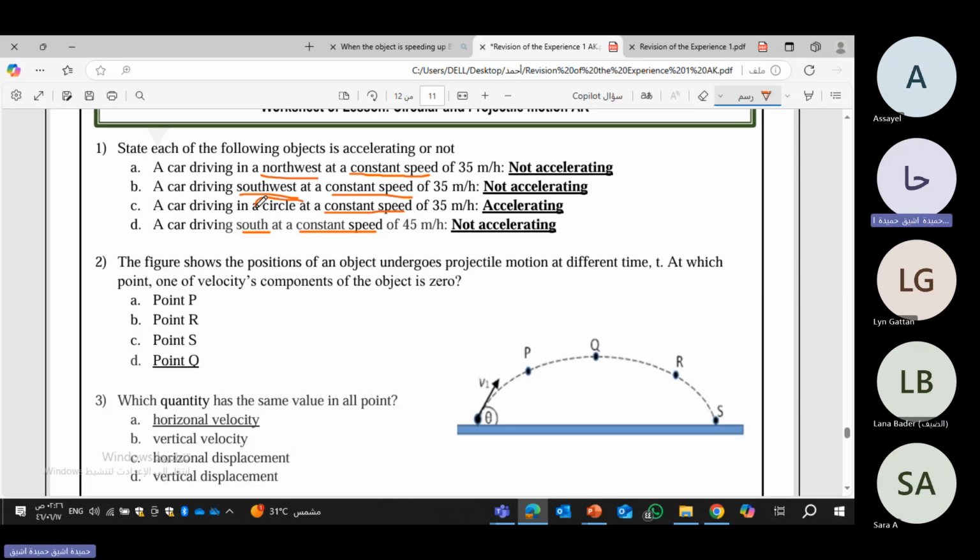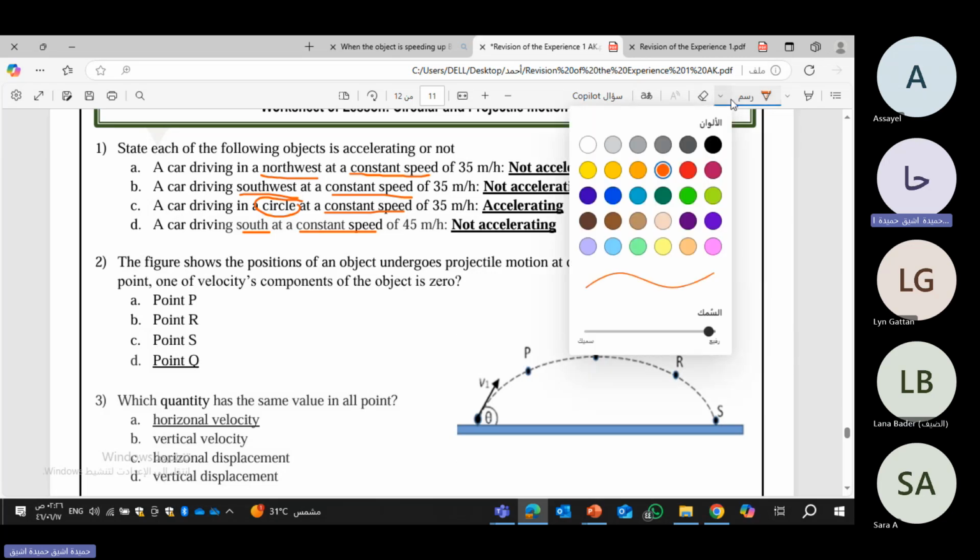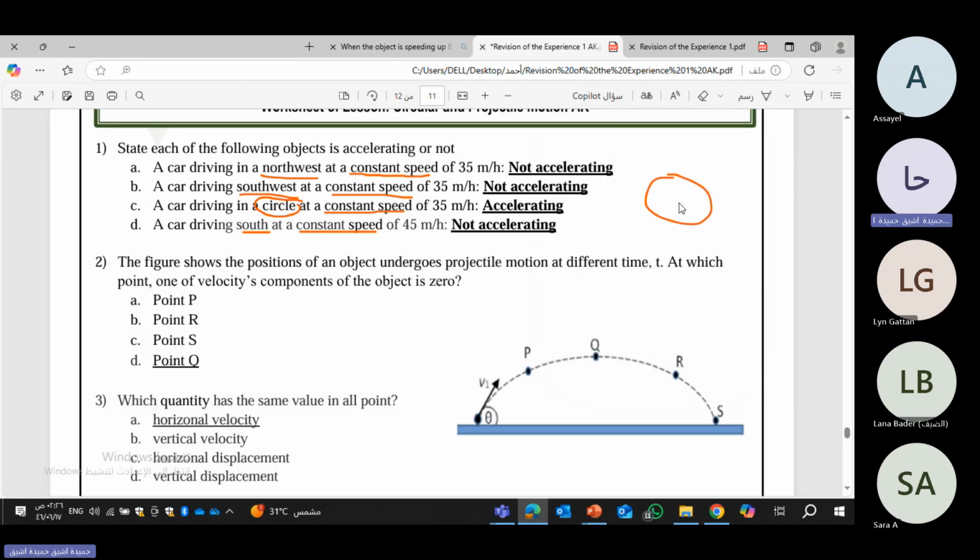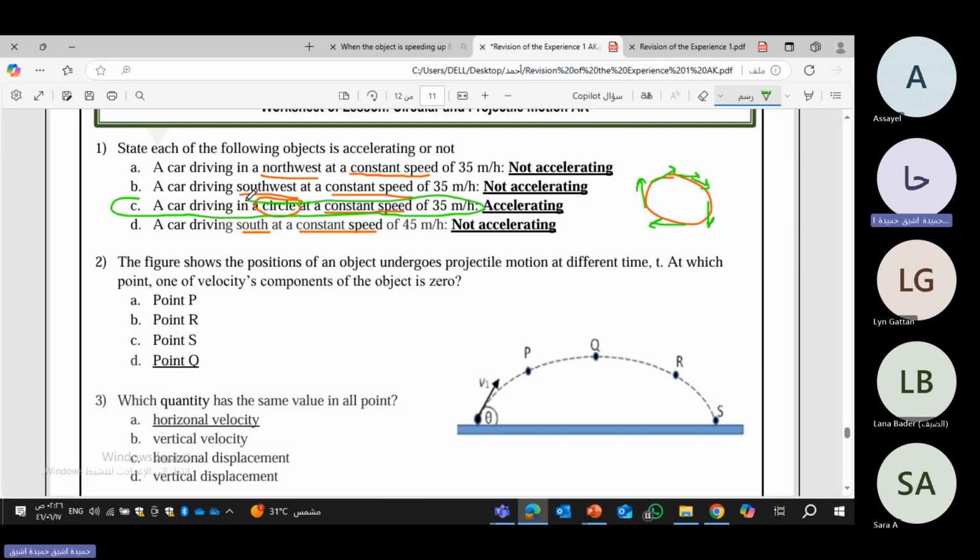Only here, circle. Whenever you have a circle, the direction is continuously changing. So this, and then this, and then this. The tangent line of the circle will be a different direction. So is there acceleration? Yes. So only C has acceleration. The rest are without acceleration. Did you understand? Because of the word circle, because of circular motion. Okay, question 2.